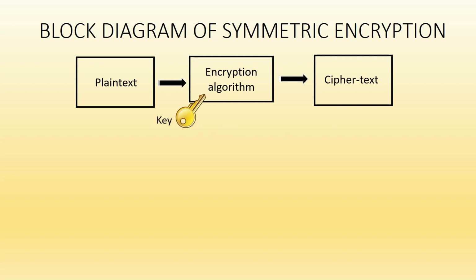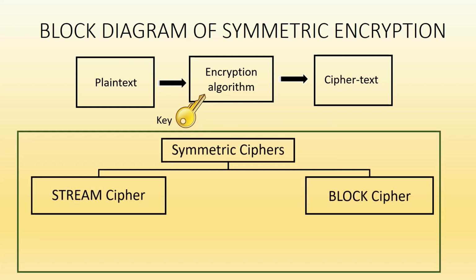Now here we are discussing those encryption algorithms which use the same key at the encryption and the decryption end, which are known as symmetric encryption algorithms. Symmetric encryption algorithms are categorized into two types. One is called the stream cipher and the other is the block cipher.